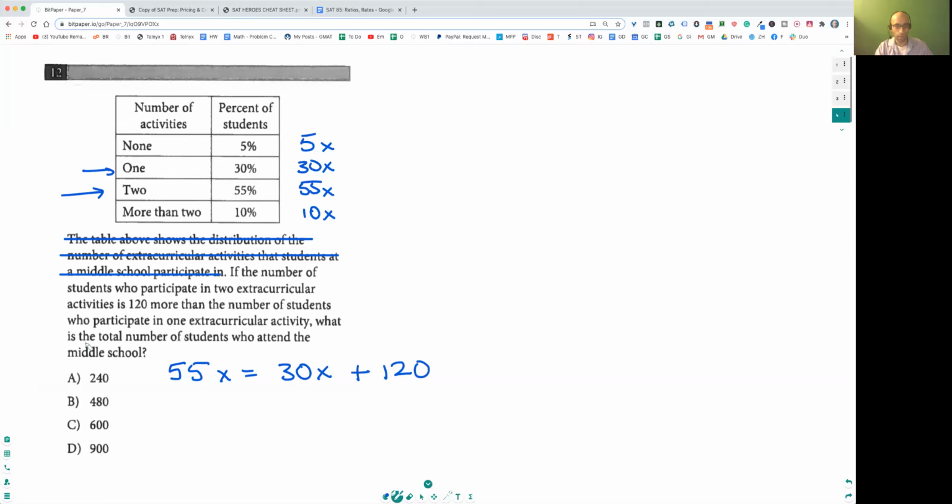Then what is the total number of students who attend the school, right? So you can do whatever you want. This one, I like to solve it this way, and then you can get your answer, whichever way you want, okay?